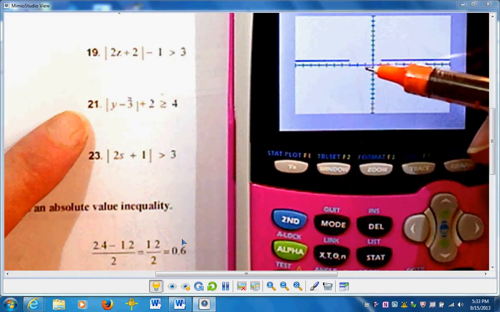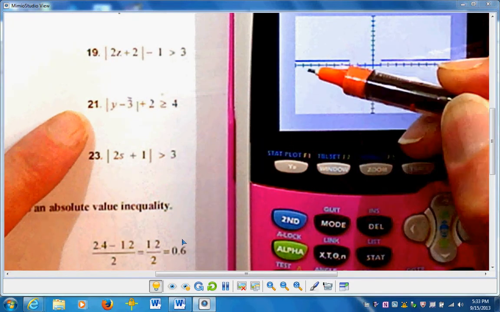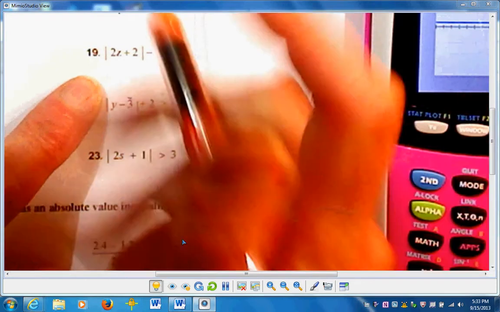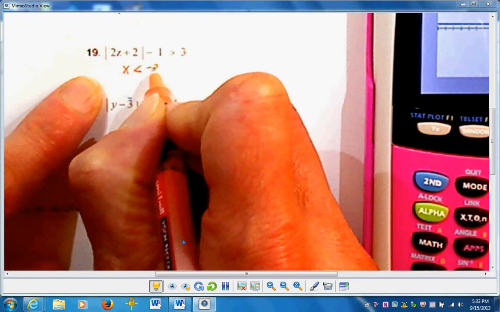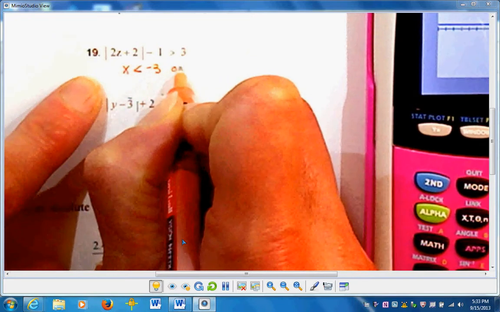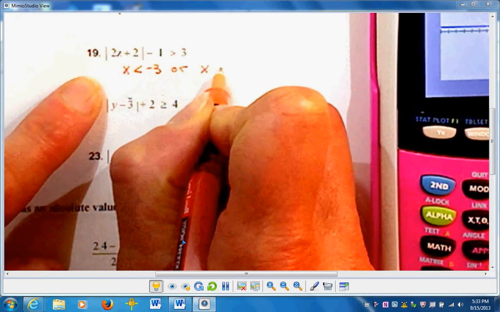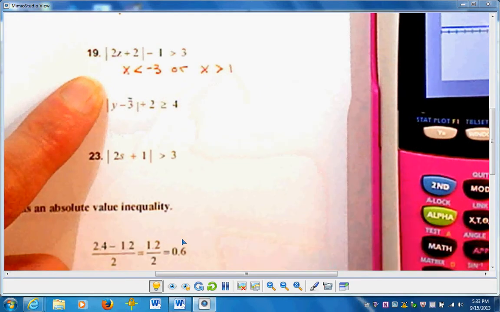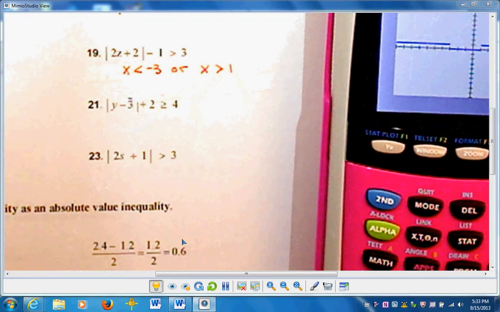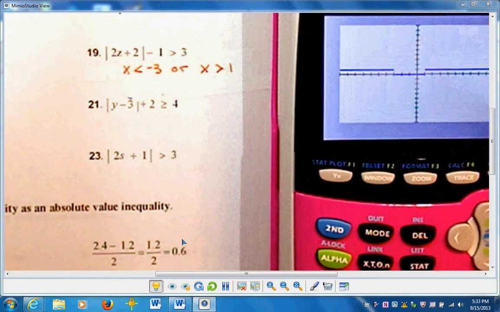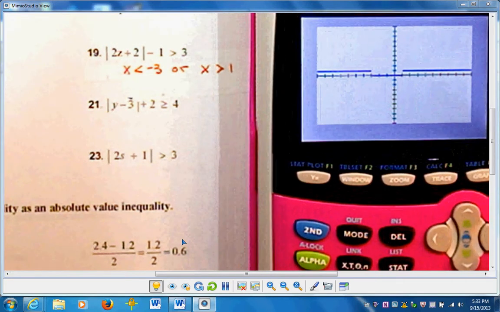So this is where x is less than -3. So I'm going to write that here. X is less than -3. Or x is greater than 1. That was on the other side. Okay, so let's look at this on the xy coordinate plane.